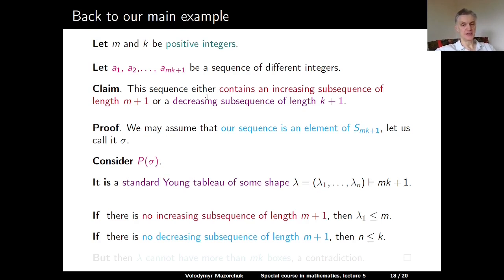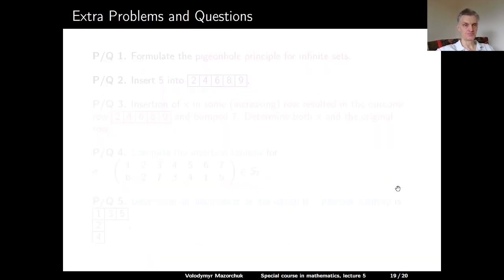But lambda is a partition, so each row has length at most m, and there are at most k rows. So lambda has at most mk boxes. But that contradicts the fact that this is a partition of mk plus 1. And this contradiction proves our claim.